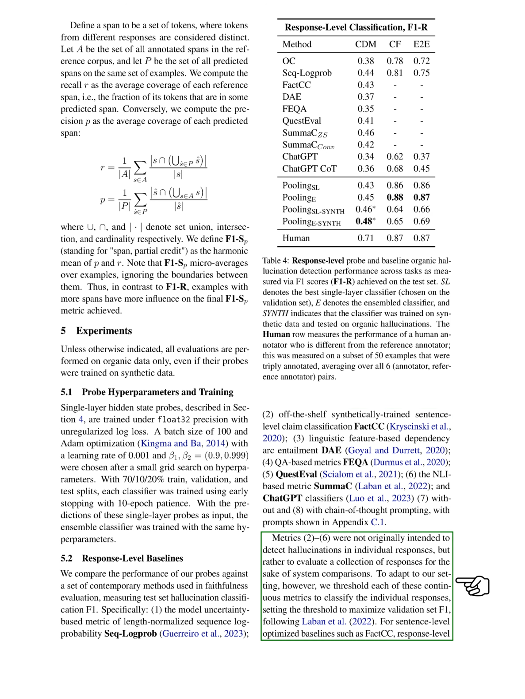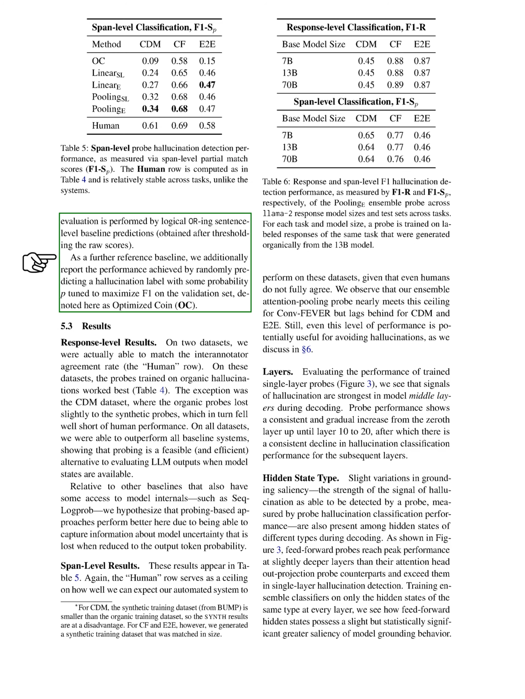These metrics were not originally designed to detect hallucinations in individual responses, but rather to evaluate a collection of responses for system comparisons. However, we adapted them to our setting by classifying individual responses based on a threshold set to maximize the F1 score on the validation set. For baselines optimized at the sentence level, we performed response-level evaluation by logically combining sentence-level baseline predictions. We also reported the performance achieved by randomly predicting a hallucination label with a probability tuned to maximize the F1 score on the validation set, which we refer to as optimized coin, OC.